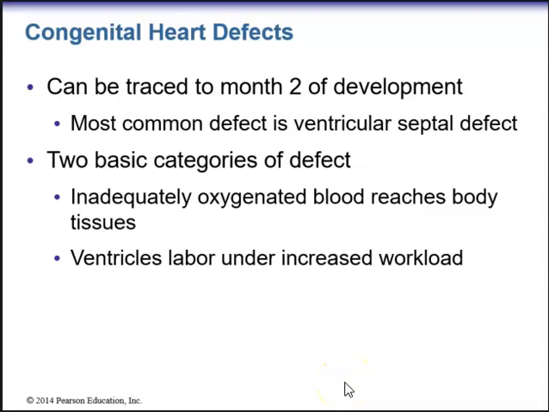Now, congenital heart defects can be traced to about month 2 of development, and the most common defect is a ventricular septal defect, so a defect within the interventricular wall, or that wall that separates the right and left ventricles. We have two basic categories of defects. First, inadequately oxygenated blood reaches the body tissues because the blood is allowed to mix. And then the ventricles will labor under an increased workload because they are trying to work harder to pump oxygen-rich blood to the rest of the body.